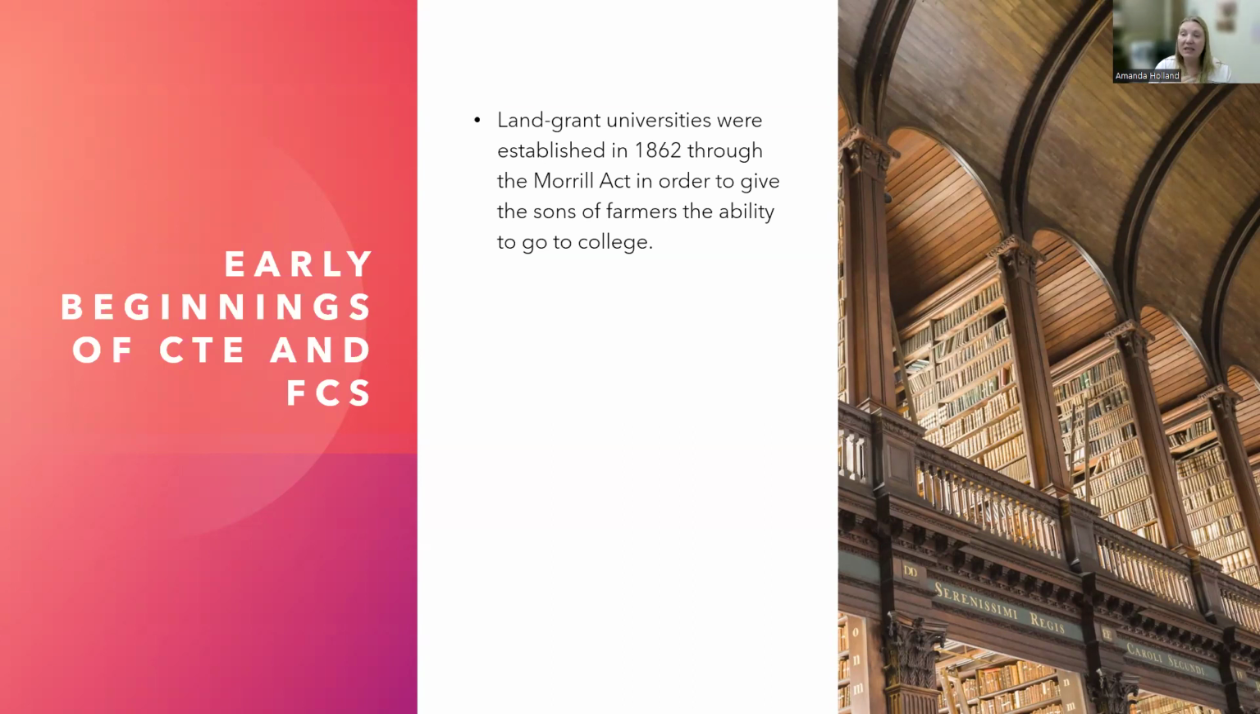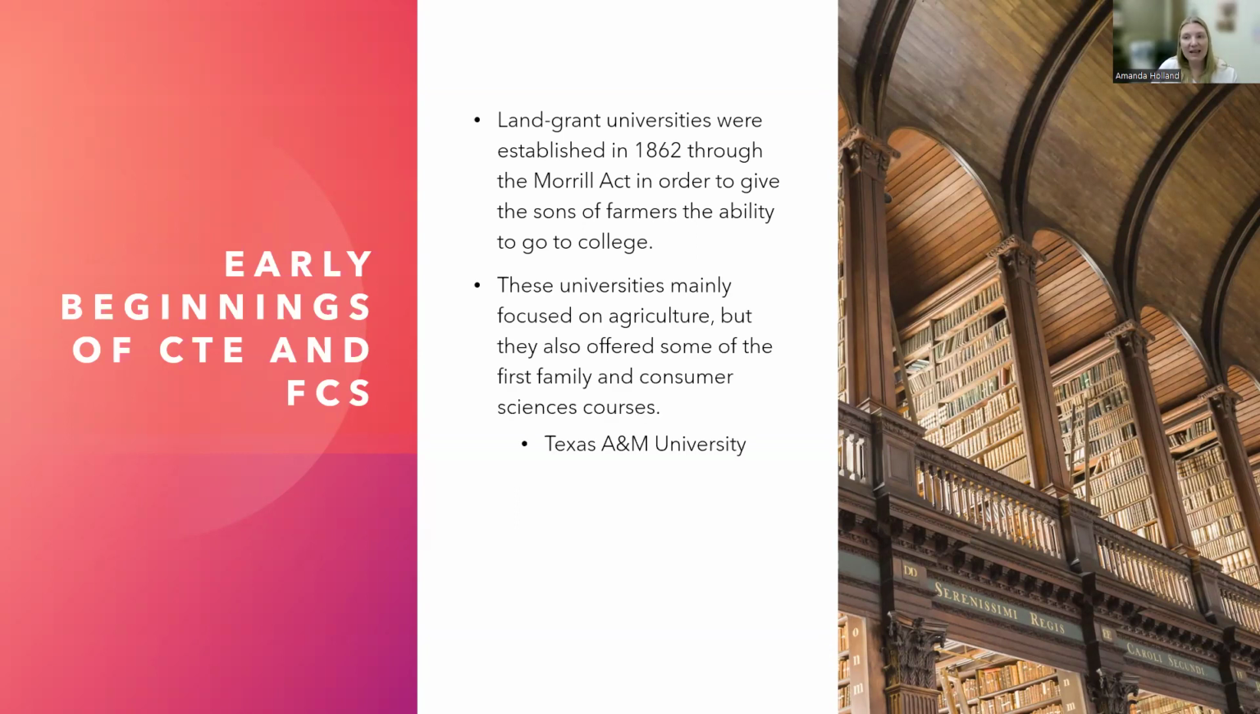Each university was given 30,000 acres in a certain space in a state. And it was considered the state established school. So here in Texas, that is actually Texas A&M. Because these schools were land grant universities, they were mainly focused on agriculture, but they offered some of the first family and consumer sciences or home economics courses as well. So Texas A&M here in Texas is that land grant university.